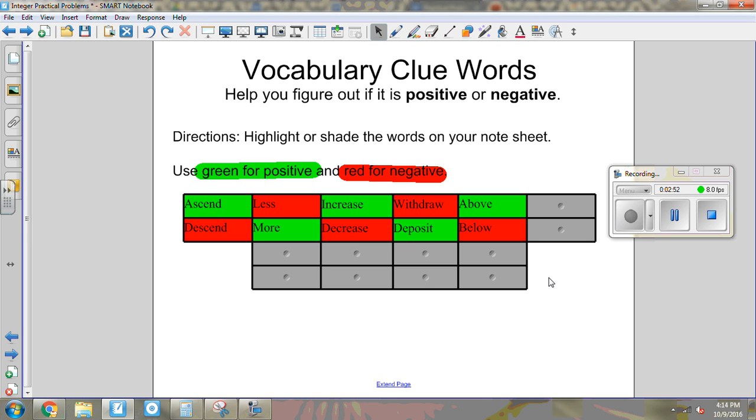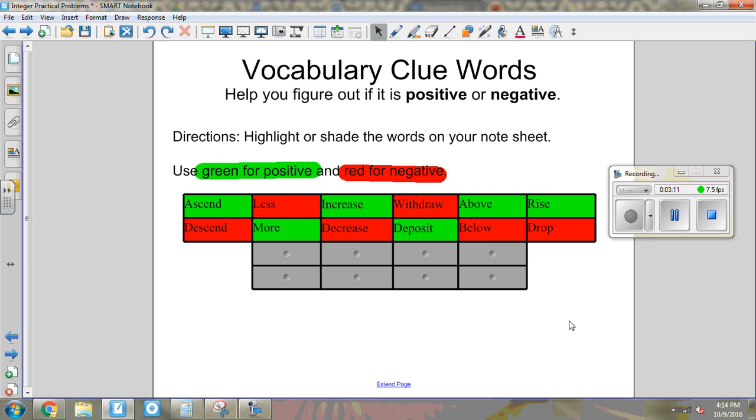Our next two words are above and below. Sometimes we will see these when we talk about sea level. So if we talk about above sea level, or sometimes if it's a golf question, we might see above par or below par. And above would be positive, and below would be negative.